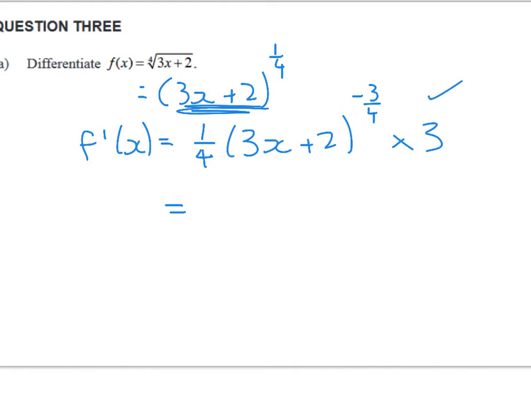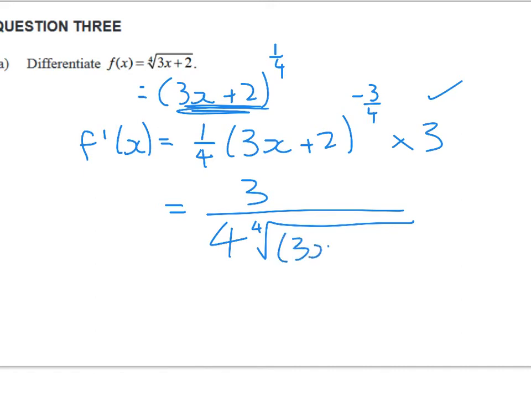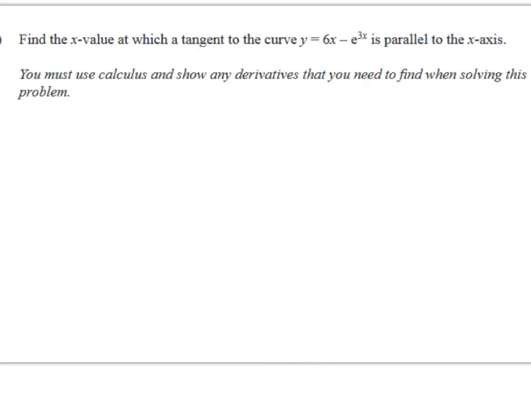I'm going to clean it up just to make sure you've got some practice for surds. Always comes in handy, especially in complex numbers. So that's going to be 3/4 of this. There we go. Okay, on to the next question.